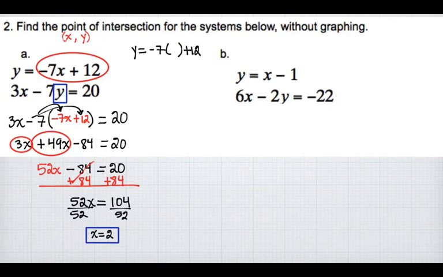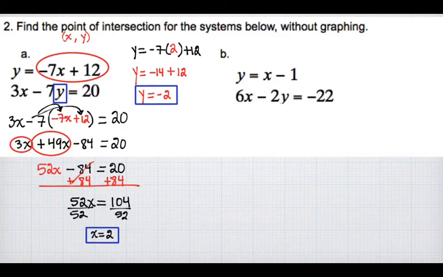Now I'm going to take the value of x that we found, which is 2, and plug it in right here. Let's see. y equals -7 times 2 would be -14, plus that 12. -14 plus 12, y equals -2. So my point of intersection is at 2 and -2.